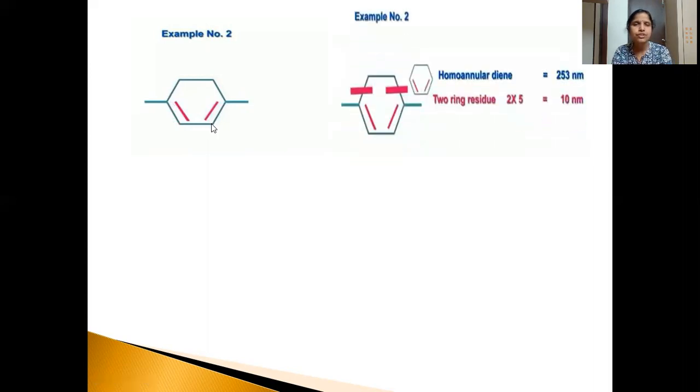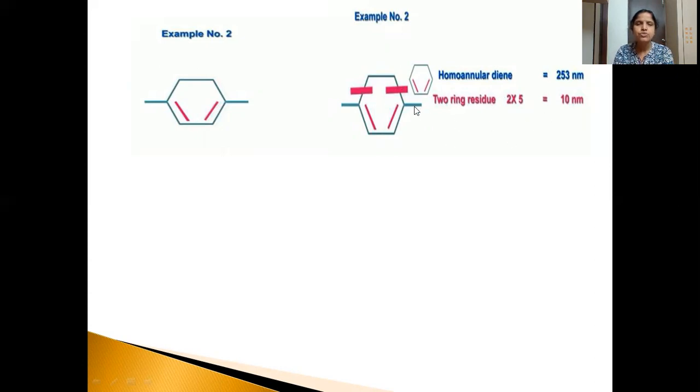Then example 2. Again here it is a conjugated diene system, but both the double bonds are present in the same ring. So it is a homoannular diene, and the base value of a homoannular diene is 253 nanometers. And there are 2 ring residues. So this is one ring residue, this is another one. So 2 into 5, it is 10.